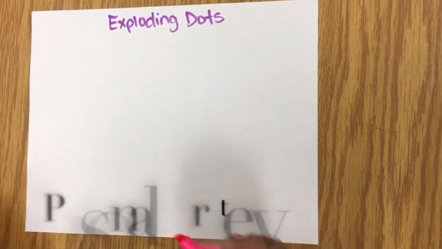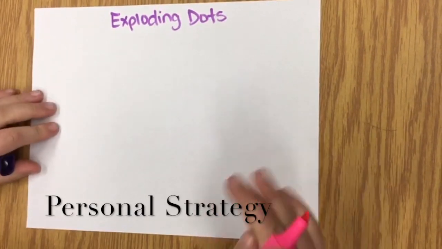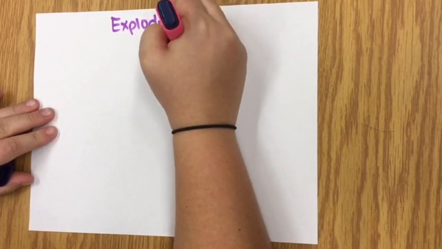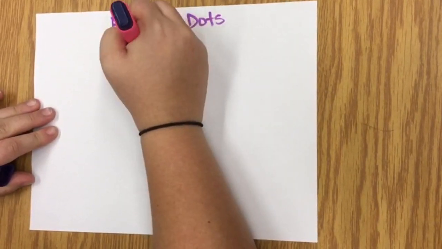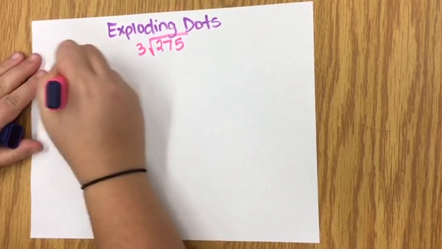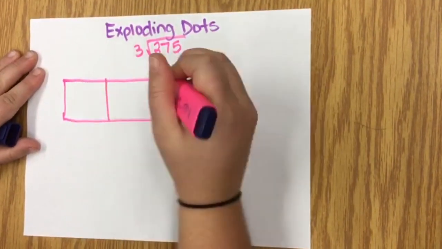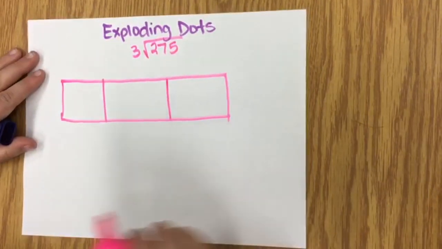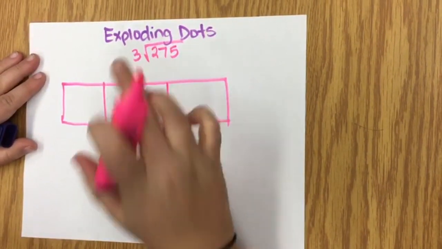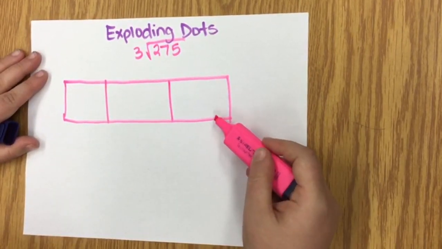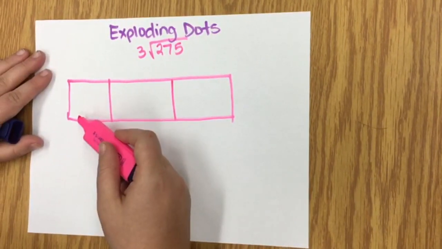For my personal strategy, I'm going to be doing the exploding dot strategy. So the question was 275 divided by 3. The first thing I'm going to do is make a row, and then I'm going to split that row into 3 boxes. Because my dividend has 3 place values, my boxes will have 3 place values as well. This is the ones, this is the tens, and this is the hundreds.